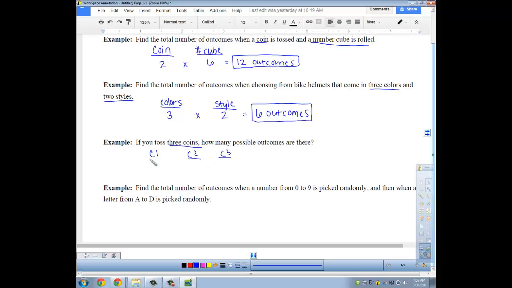So don't just jump to taking the number that you have times the number of options there are. That's not what we're doing. Figure out what all the options are first, then multiply. So coin 1, 2 options. Coin 2, 2 options. Coin 3, 2 options. Multiply those 3 numbers together. 2 times 2 times 2, which is not 6, it's 8. So there are 8 outcomes.